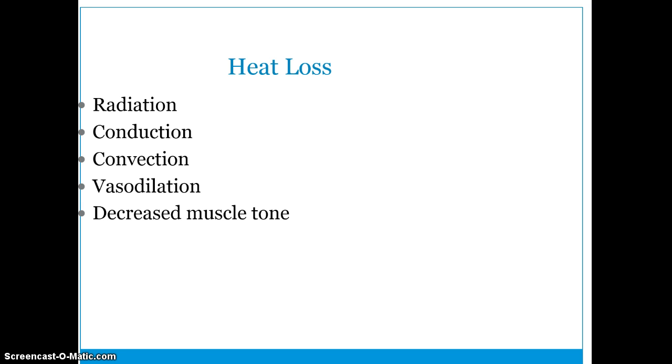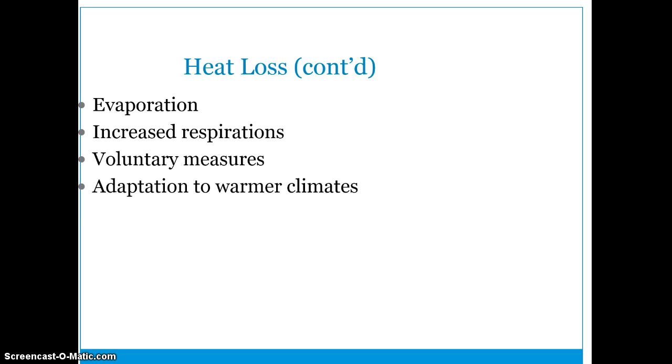Of course, our vasodilation diverts core warm blood to surface of body. And decreased muscle tone, exhausted feeling caused by moderately reduced muscle tone and curtailed voluntary muscle activity. We can also continue to have heat loss due to evaporation. The body water evaporates from surface of skin and linings of mucous membranes.